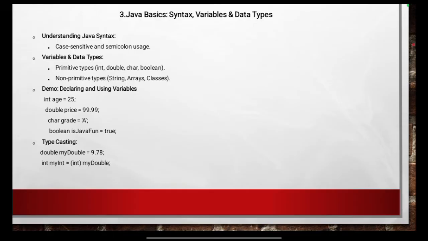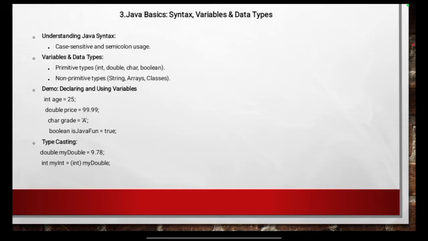char grade = 'A', boolean isJavaFun = true. Typecasting: double myDouble = 9.78, int myInt = (int) myDouble. So this demonstrates that understanding Java's syntax and its data types is fundamental to writing error-free and efficient programs. Java has a strict and well-defined syntax that ensures clarity and consistency across code bases. One of the key points is that Java is case sensitive, meaning identifiers like age and Age are considered completely different. Every Java statement must end with a semicolon, which tells the compiler that the statement is now complete.